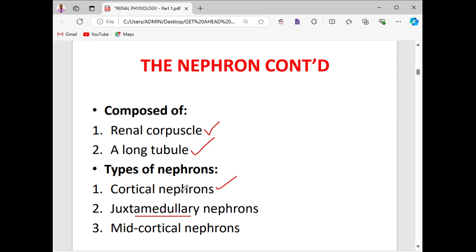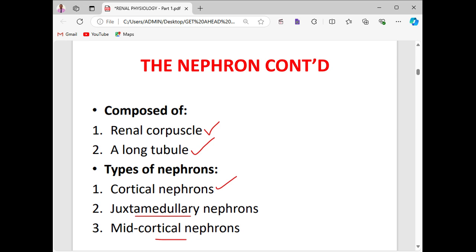So apart from these cortical and juxtamedullary nephrons, we have one which is rarely talked about. We have the mid cortical nephrons, or we can say intermediate nephrons. Now you need to understand one thing.